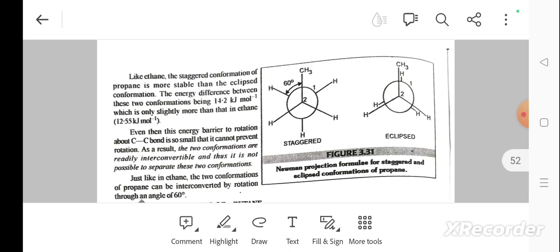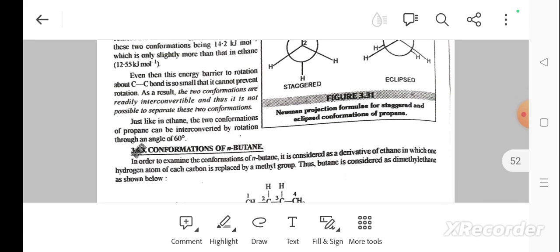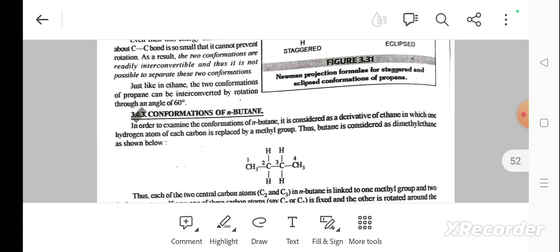The energy difference between these two configurations is 14.2 kilojoules per mole, which is slightly more than that in ethane. Even then, this energy barrier to rotation about the carbon-carbon single bond is so small that it cannot prevent the rotation. As a result, the two configurations are readily interconvertible. Thus, it is not possible to separate the two configurations. Just like ethane, the two configurations of propane can be interconverted by rotating through an angle of 60 degrees.